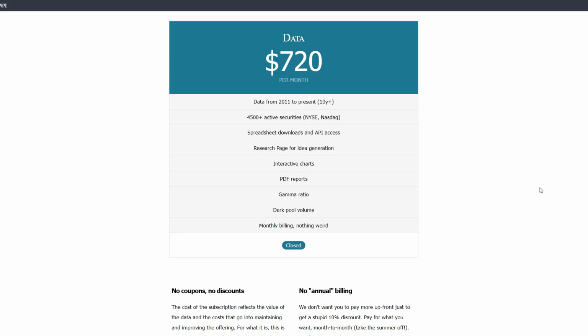And there are other companies out there that do compile dark pool data. However, it's typically very expensive. The company I was previously using charges $720 per month to get access to their dark pool data.